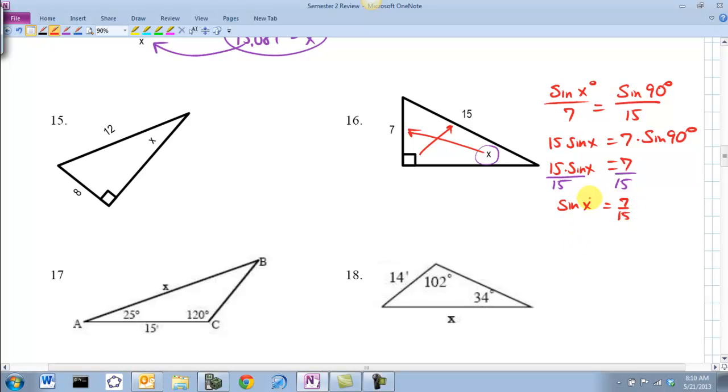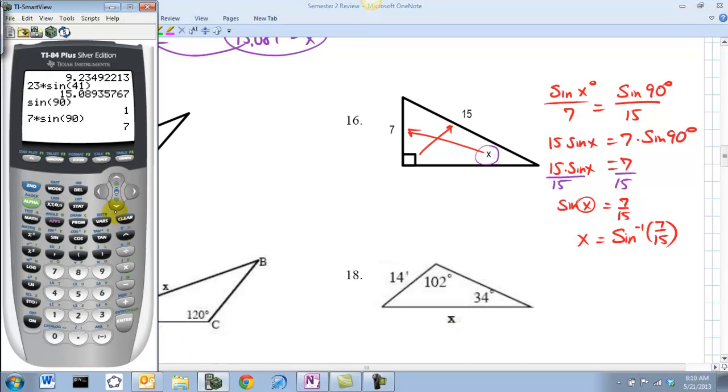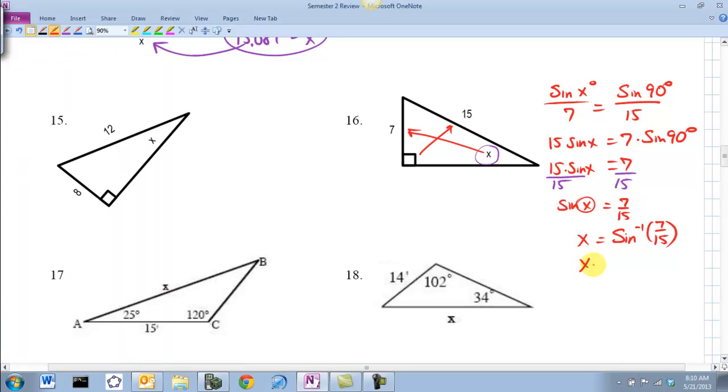To figure out what that angle is inside there, I have to use the inverse sine. So on my calculator, I get that from up above the sine button. So I make sure it says inverse, okay? Don't use this inverse for regular sine and vice versa. So inverse sine of 7/15 is 27.81 degrees. And that is what would be the angle for right there.